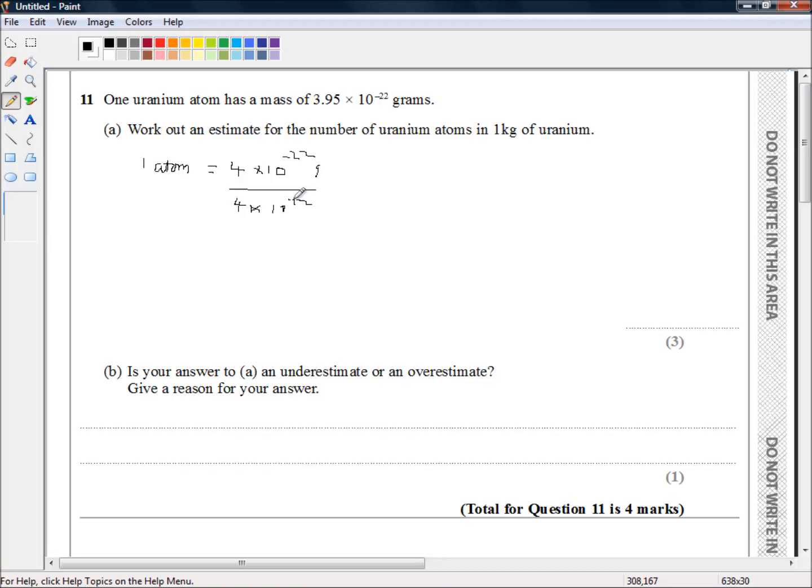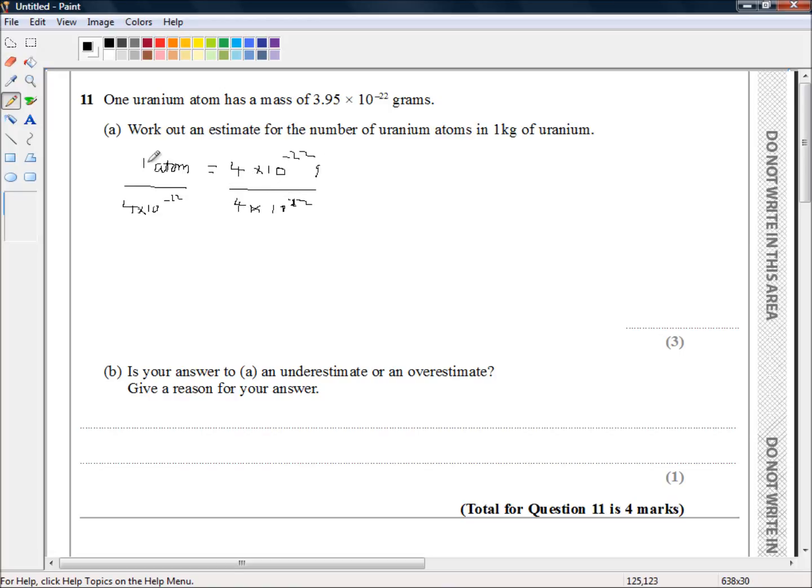So that's 4 times 10 to the negative 22. And if we divided this side by 4 times 10 to the negative 22, we have to divide this side by 4 times 10 to the negative 22. So in other words, 1 over 4 times 10 to the power negative 22 atoms are in 1 gram. Okay, so we can do this part of the calculation very easy. We just cancel top and bottom, we end up with 1 gram.